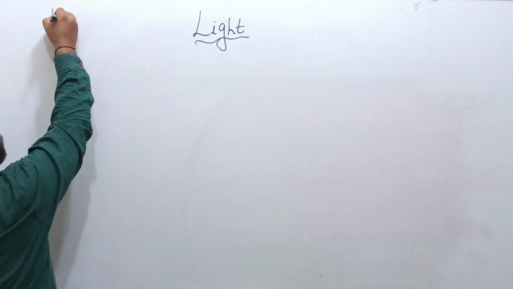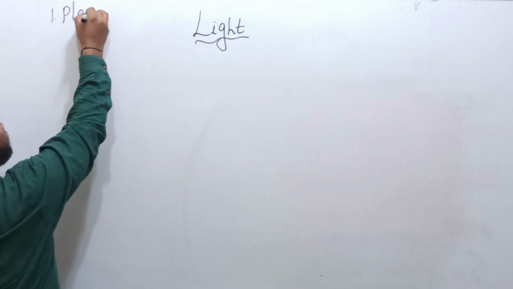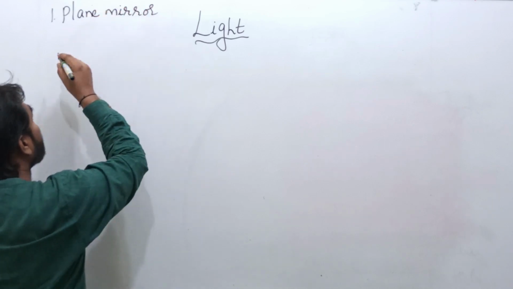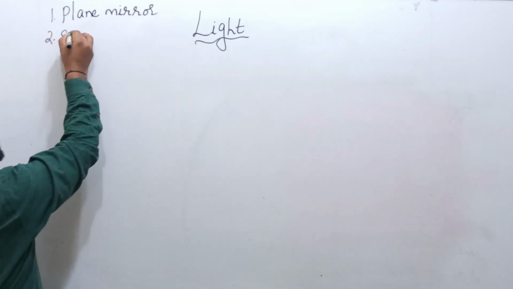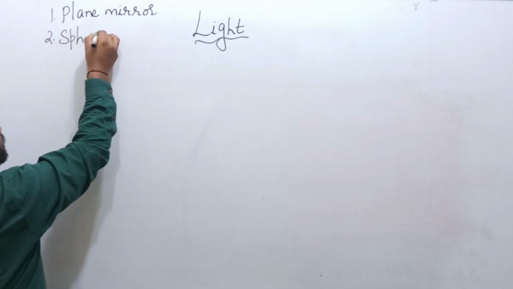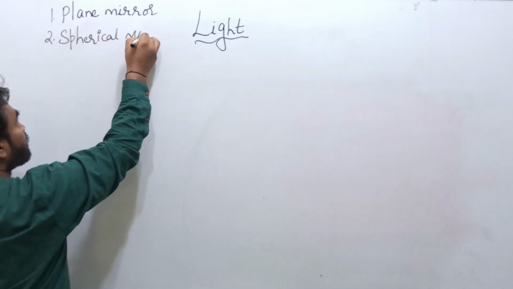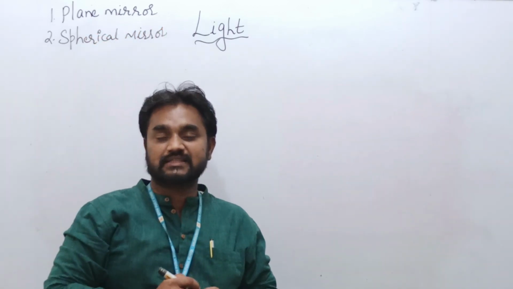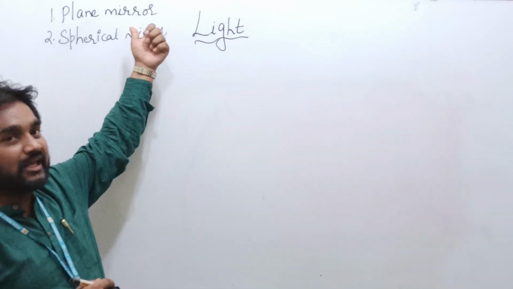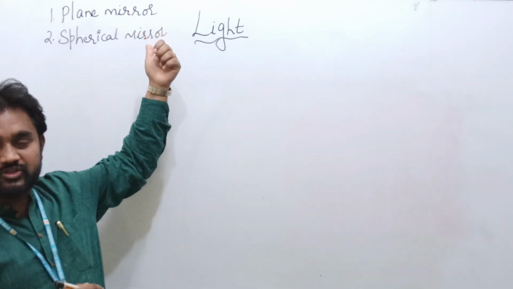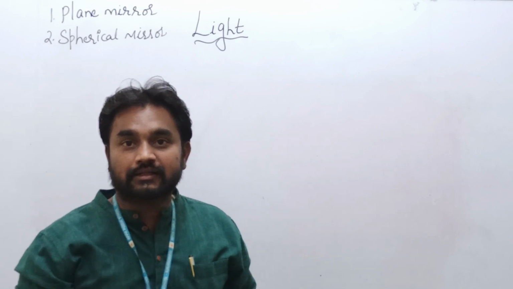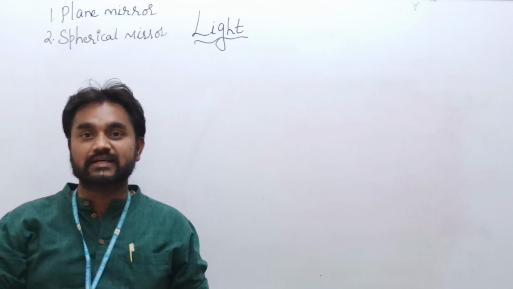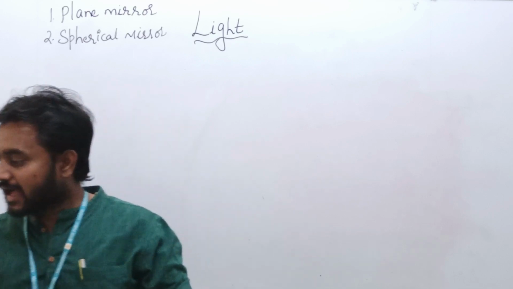One type of mirror was the plane mirror. The second one was the spherical mirror. We discussed the plane mirror's definition, which means that a plane mirror is an optical instrument whose surface is flat.